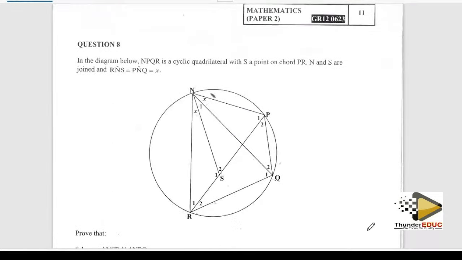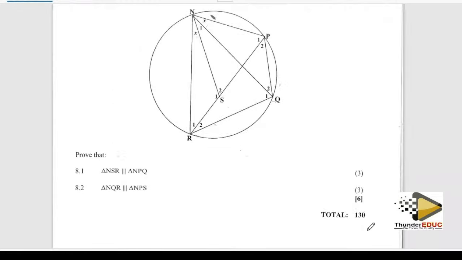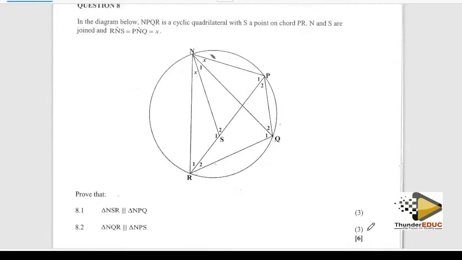Okay, then question number 8, the last one, final. In the diagram below, NPQR is a cyclic quadrilateral, with S drawn, not the center, but on the chord PR. N and S are joined. Angle RSN is the same as angle PQ, which is equal to X. 8.1: they want us to prove that NSR is similar to NPQ.